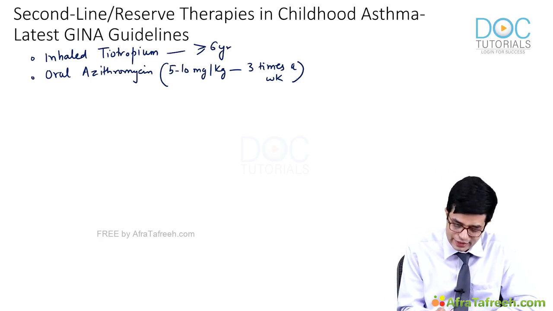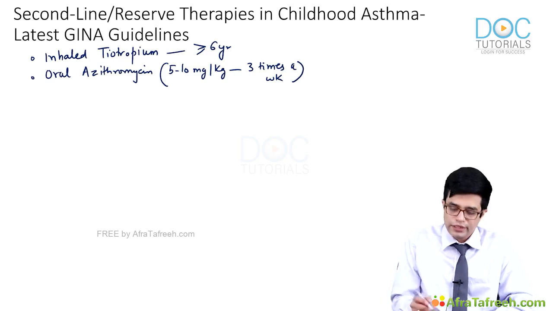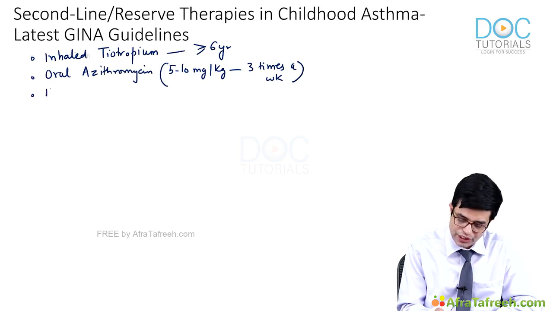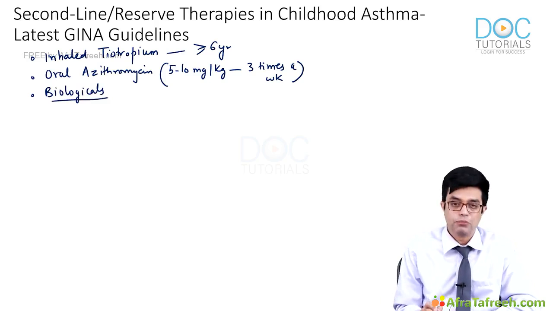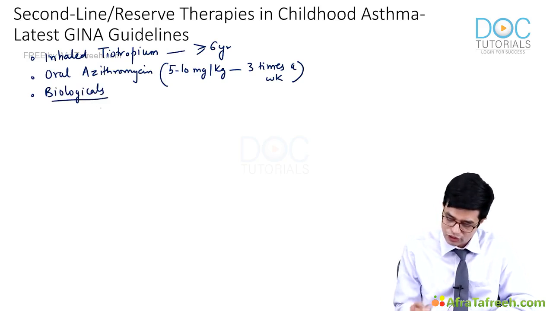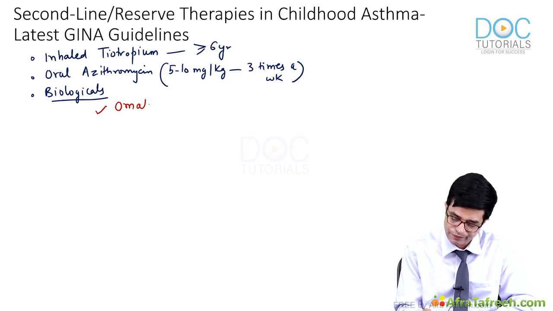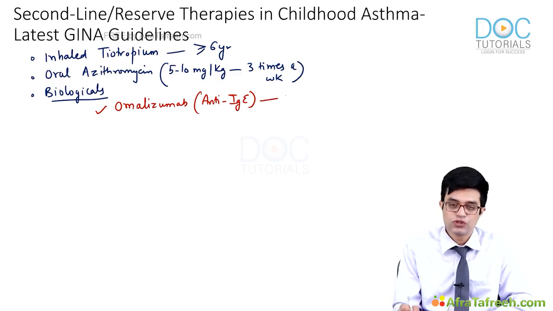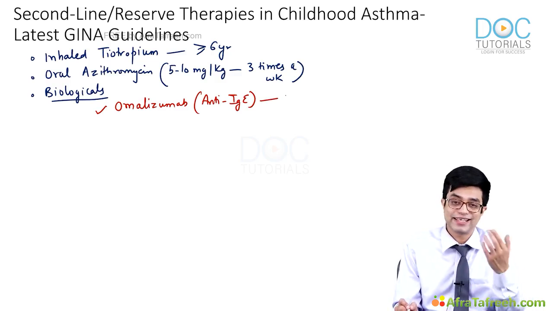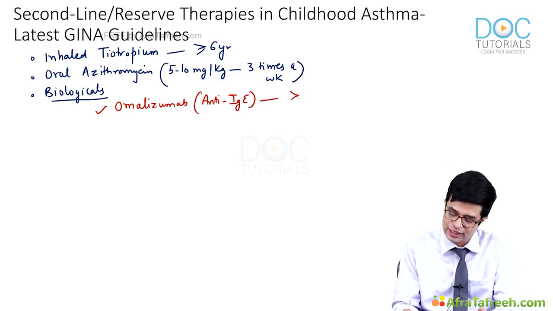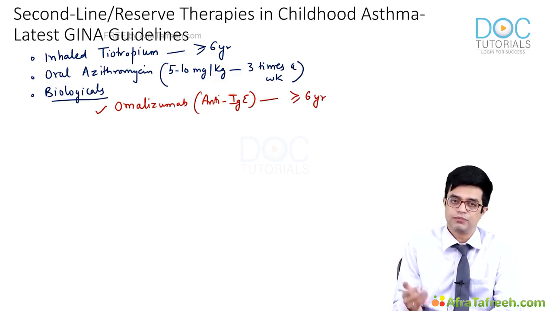Thirdly, you can consider biologicals in the patient. Biological refers to the biological agents, monoclonal antibodies. The biologicals approved for use in children include omalizumab. Omalizumab refers to anti-IgE monoclonal antibody, which has maximum evidence, useful in severe asthma as a second-line agent only in children at or above 6 years of age, not below this.